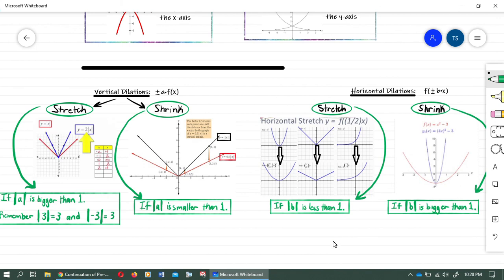So guys, that's it. I hope that this video has been helpful, and like I said, it may seem abstract to you right now, but that's it for right now as far as the basic form of these function notations for reflections and dilations.